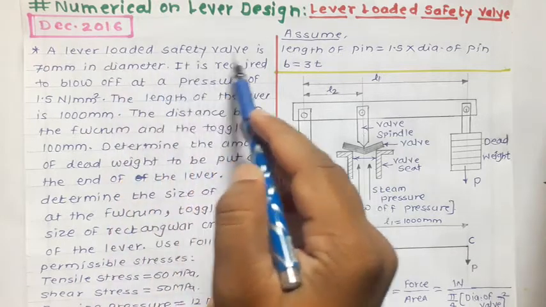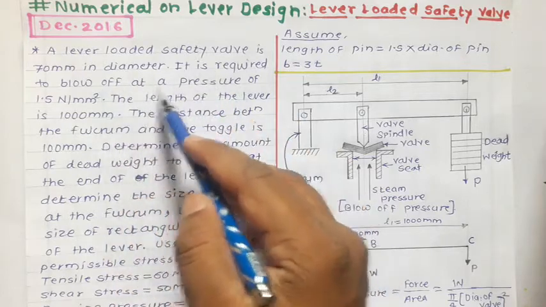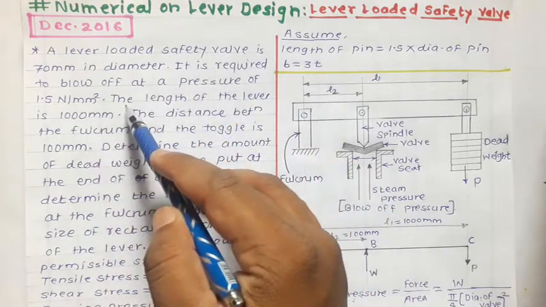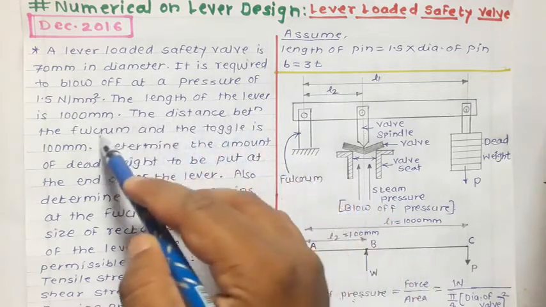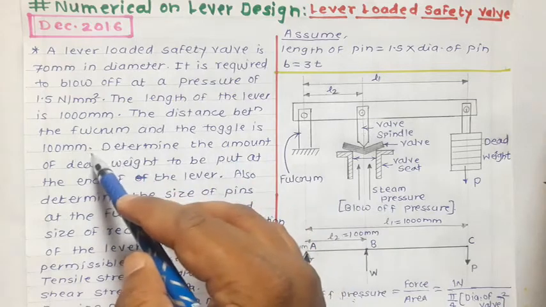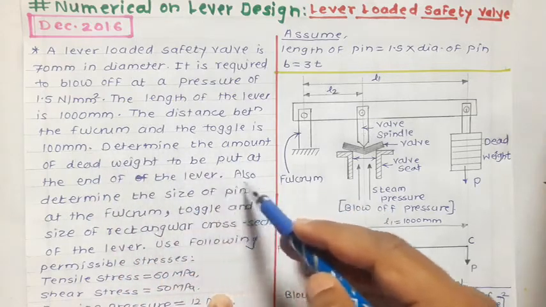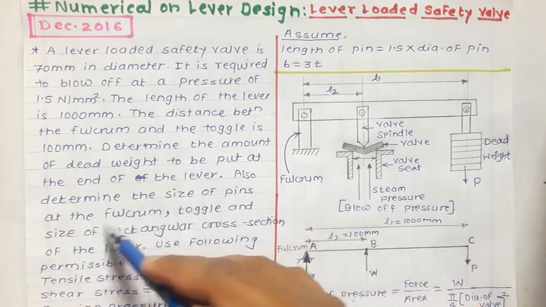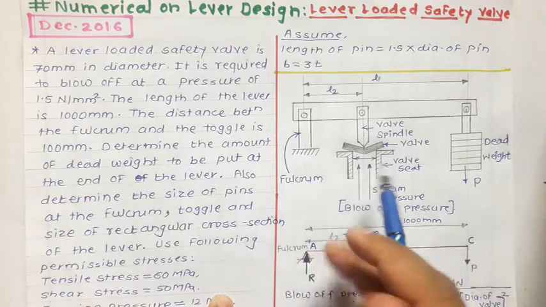A lever loaded safety valve is 70 mm in diameter. It is required to blow off at a pressure of 1.5 Newton per mm square. The length of the lever is 1000 mm. The distance between the fulcrum and the toggle is 100 mm. Determine the amount of dead weight to be put at the end of the lever. Also determine the size of the pins at the fulcrum, toggle, and the size of the rectangular cross section.